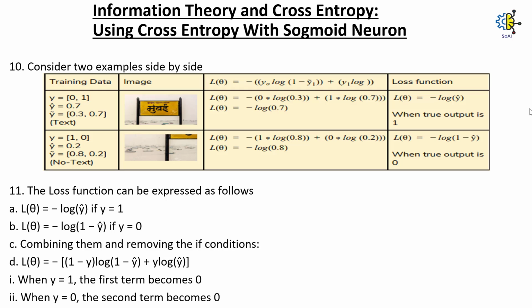Consider two examples side by side: training data, image, L of theta, and the loss function. The loss function can be expressed as follows: L of theta is equal to minus log of y cap if y is equal to 1, and L of theta is equal to minus log of 1 minus y cap if y is equal to 0. Combining them and removing the if conditions, we get L of theta equal to negative of (1 minus y) log (1 minus y cap) plus y log y cap. When y is equal to 1, the first term becomes 0, and when y is equal to 0, the second term becomes 0.